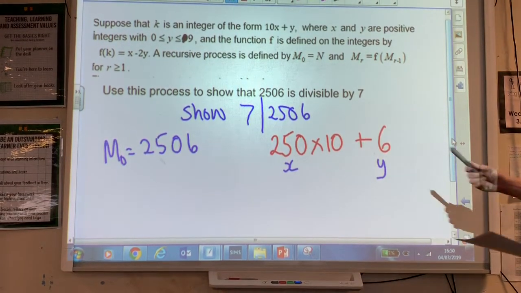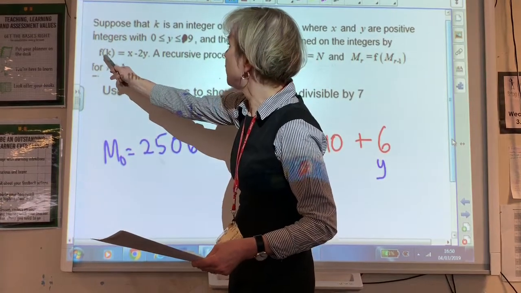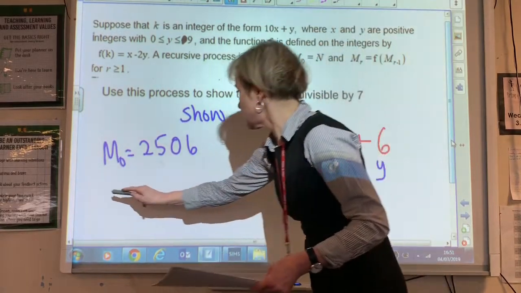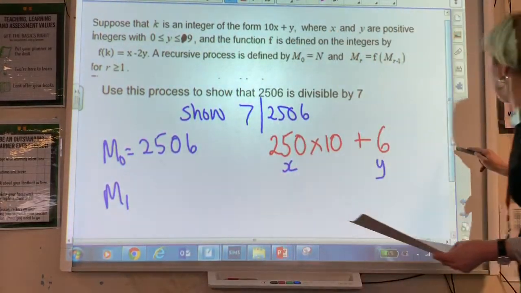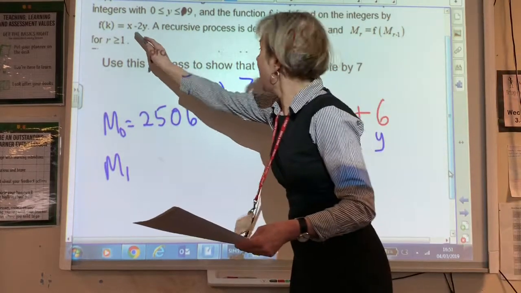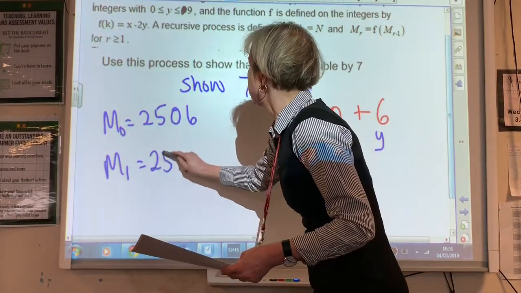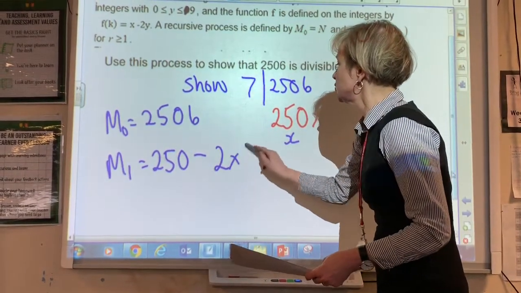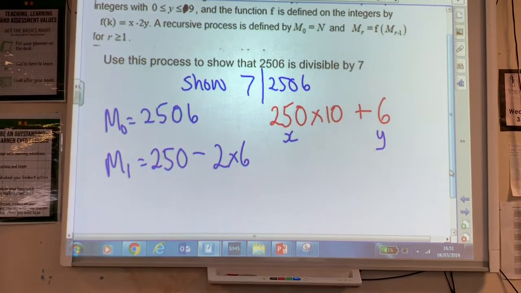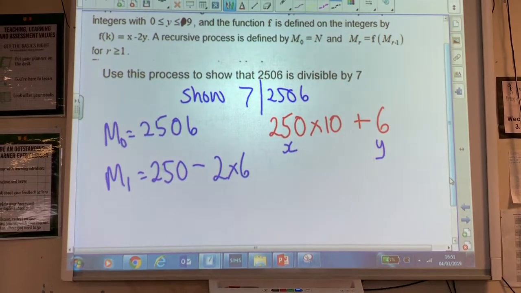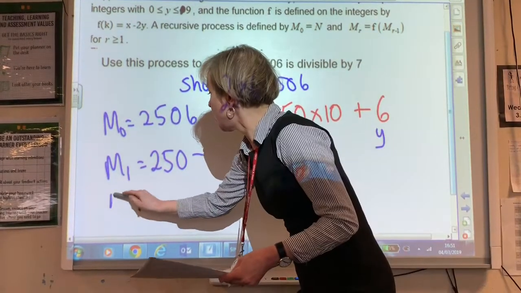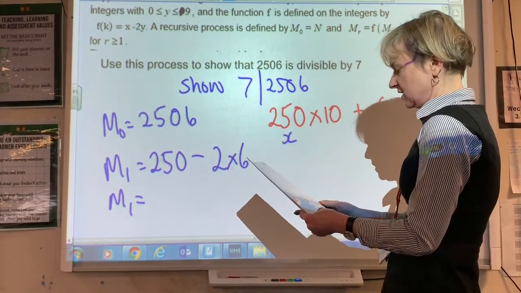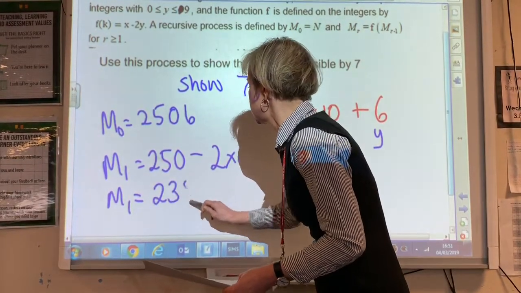What I'm now going to do is use this form to get my second iterate. I take the x value and the y value. So my m1 is going to be x, which is 250, take away 2 lots of y, so 2 lots of 6. So you're combining the results that you've used in the first part. So M1 becomes 250 take away 12, which is 238.